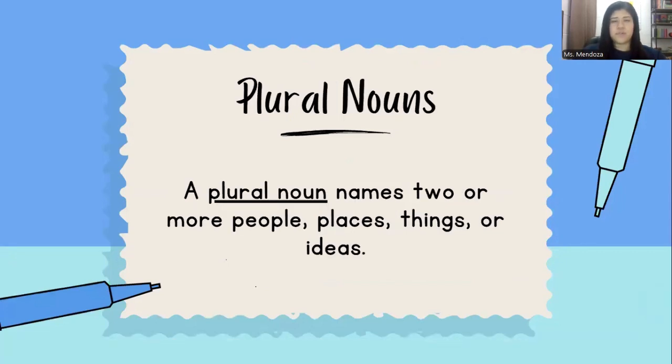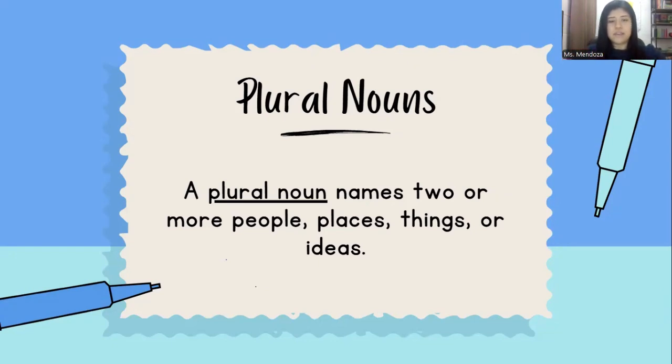First, what is a plural noun? A plural noun names two or more people, places, things, or ideas. For example, this is a cup. This is singular because it is one item, one cup. However, if I get two cups, then this is plural because I have two cups.